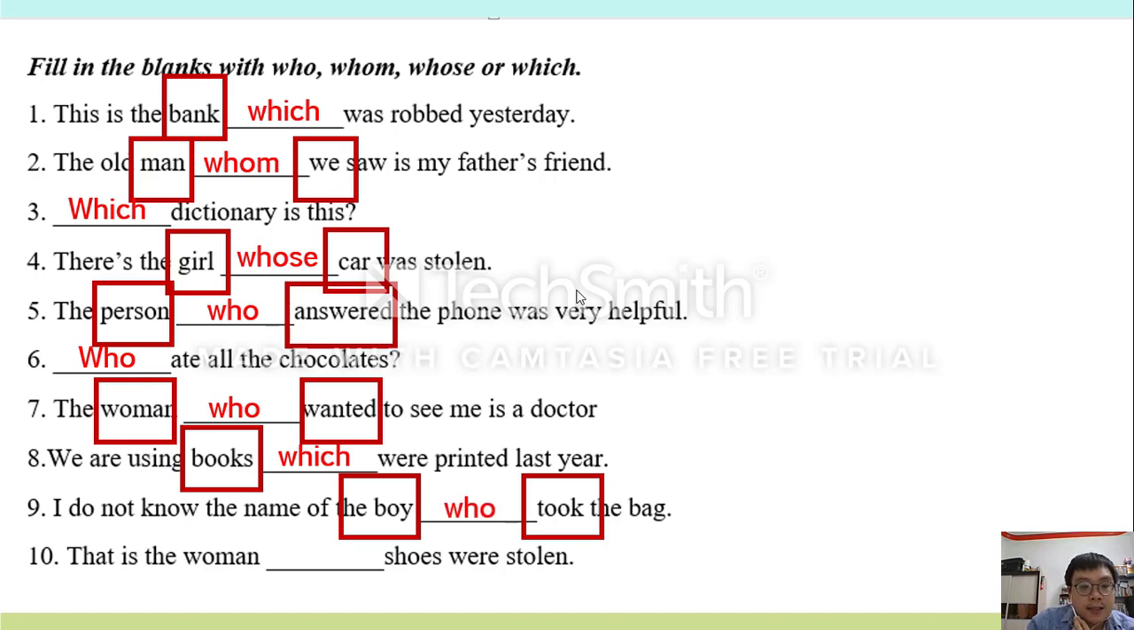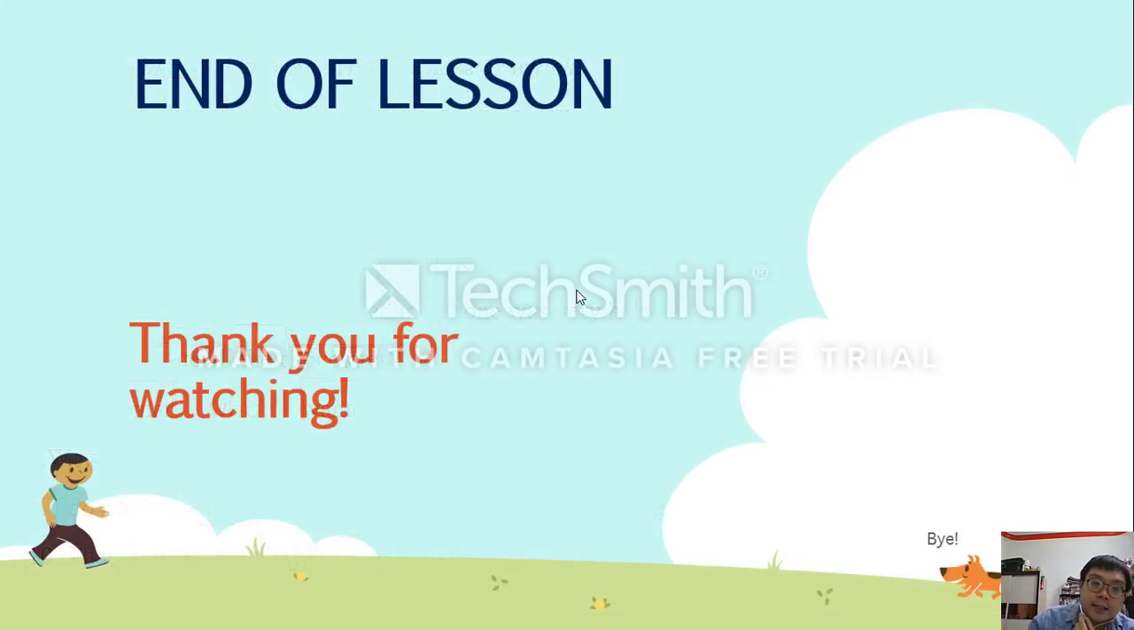Last one, that is the woman. Woman is a person, right? So I must check the word after the answer. Shoes. Shoes are things, nouns. So I have to use whose. Okay? Please check your answers. So this is the end of relative pronouns. Thank you for watching. And please complete your grammar book notes. Make sure your common exercises have answers. Okay? I'll see you in the next video.